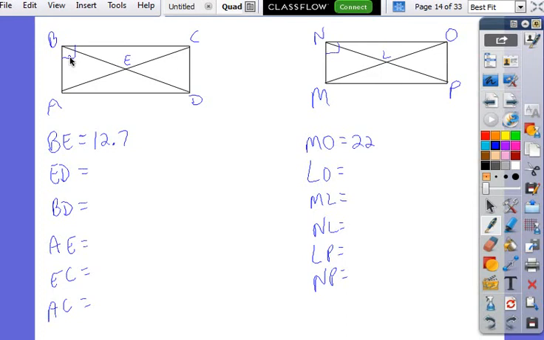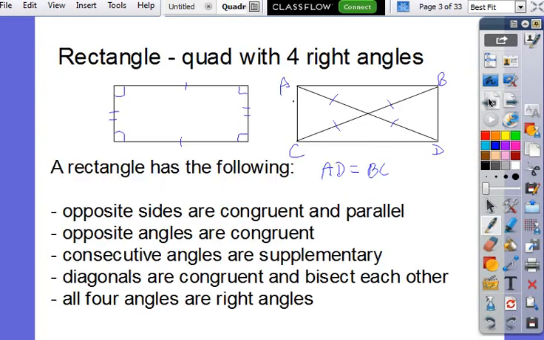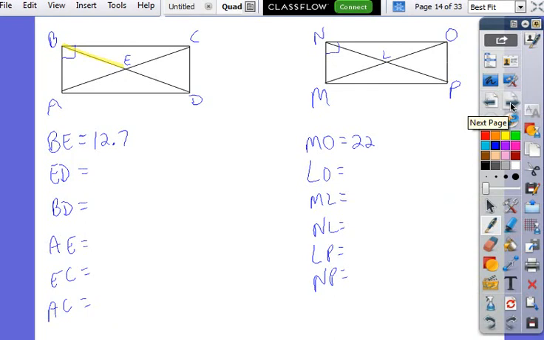All right. What I want to get to is look at what it's telling me. BE, this part right here, is 12.7. So I can figure out all the rest of the stuff on the inside if I know the rules for rectangles. If we go back to the rules for rectangles, what do I know about all those pieces inside? All of them have to be the same. The diagonals are the same to start with, and then when they bisect each other, the pieces are going to be the same. So every one of those pieces on the inside has to match.